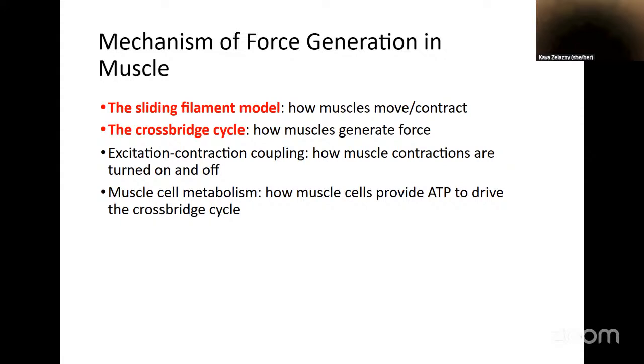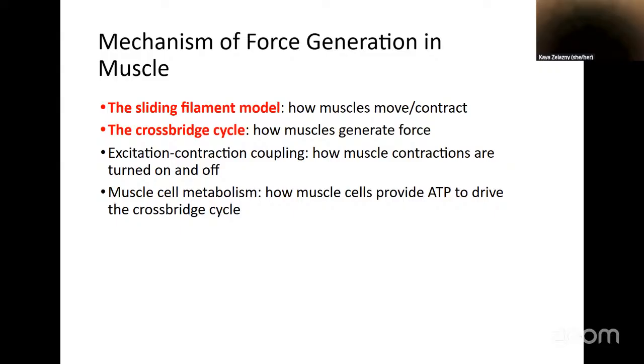But then we have this thing called the cross-bridge cycle. The cross-bridge cycle is a little more granular, so we're zooming in a little more. The cross-bridge cycle is how we're actually generating the force to contract. And so that's where we're going to see the use of ATP. That's where we're going to see calcium coming in and playing a role. So we're going to be thinking specifically about how the interaction between myosin and actin changes over time as we're trying to contract a muscle.